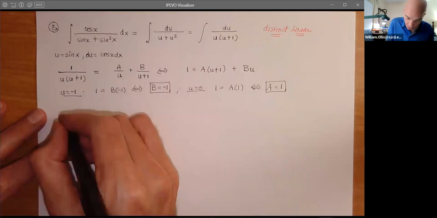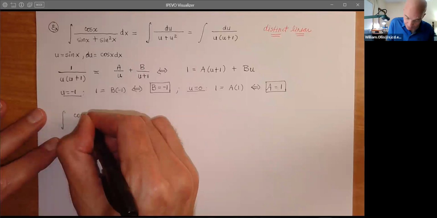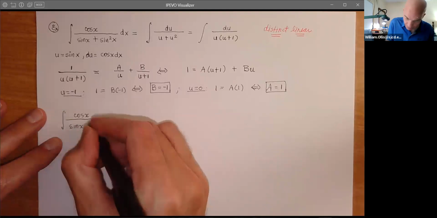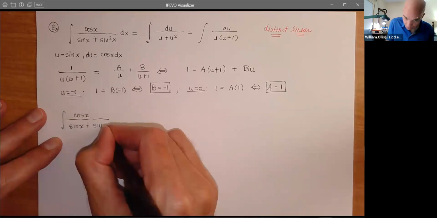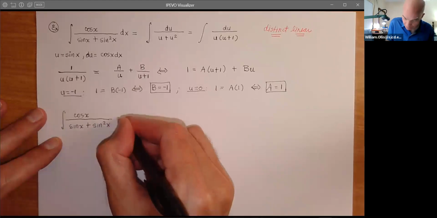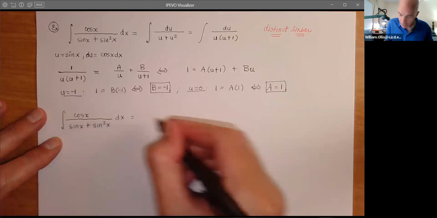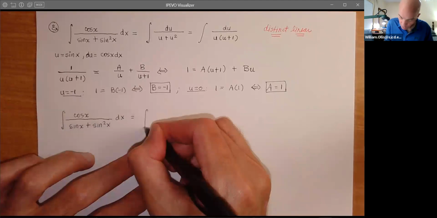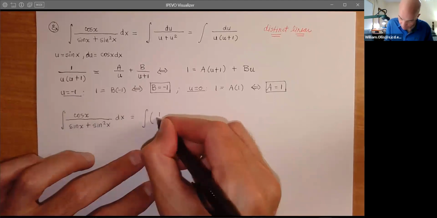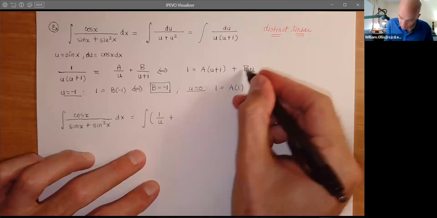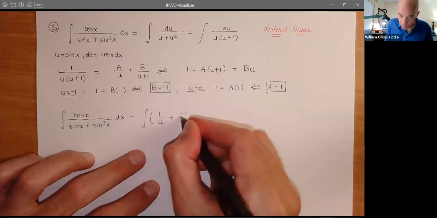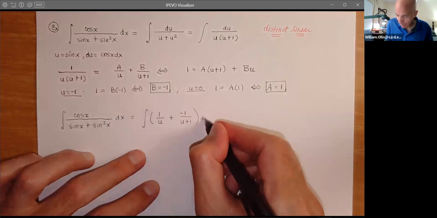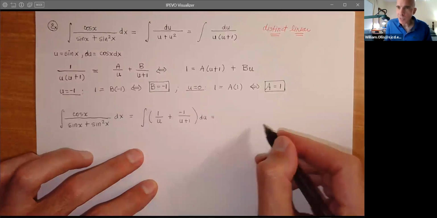So this says the integral of cosine x over sine x plus sine squared dx. So now this will give us the integral of 1 over u plus -1 over u plus 1, use the identity, du. Now, like I said before, these integrals are so easy, we don't even have to think about it.